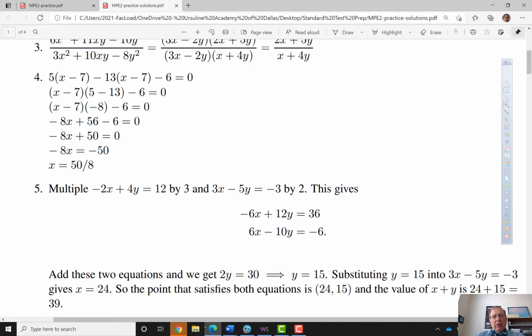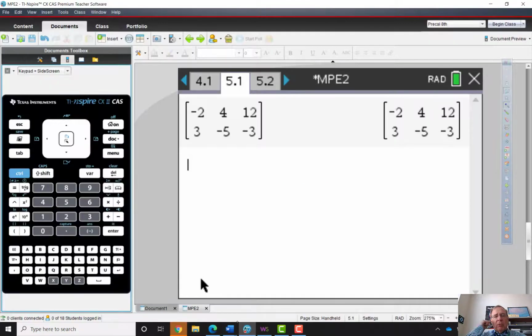Now, you can stop here if all you want to do is get the answer. I'm going to show you two different ways to do this in the calculator. So this is called the extended matrix. I just take the coefficients, x's, y's, and the constants. So I've made my extended matrix here.